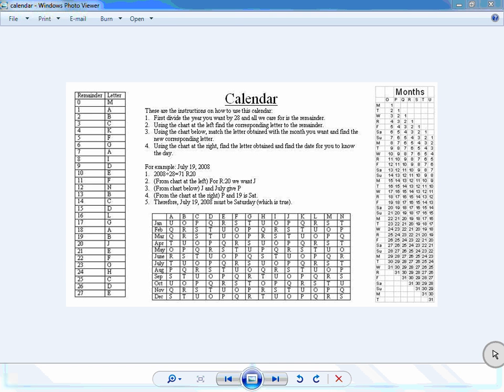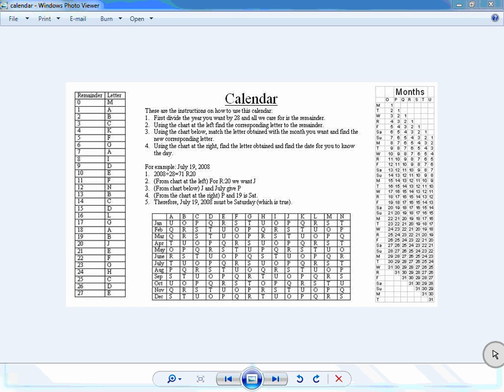Alright guys, so before I pass out the worksheet, let me show you something I created a few years back. This is a calendar: you give me any date, your birthday or any date, and I'll tell you what day of the week it was. You guys know what date you were born, but you don't know which day you were born.